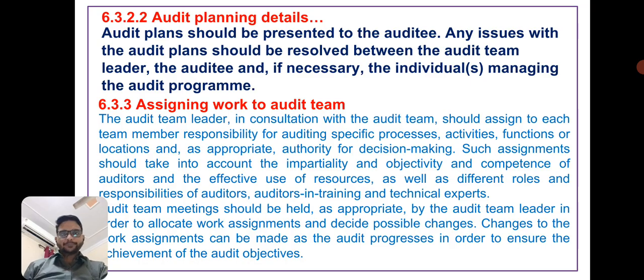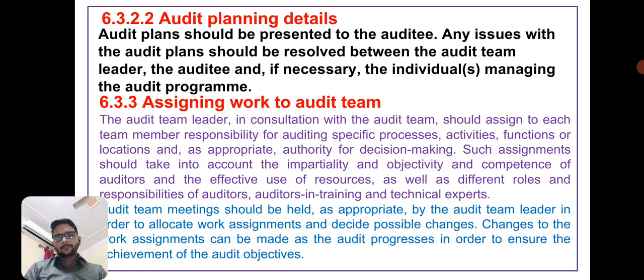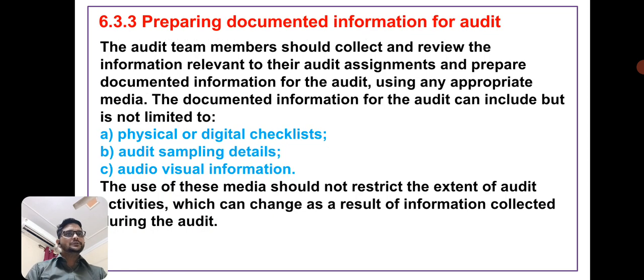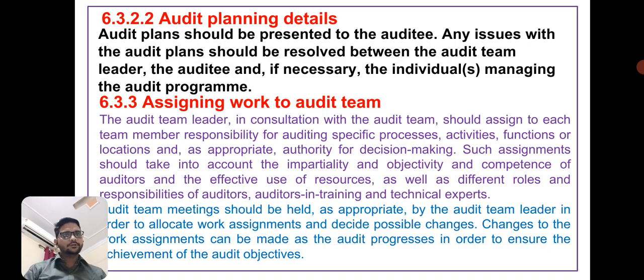Next is 6.3.3, that is assigning work to audit team. What tasks we are going to assign to audit team is given in this clause. Audit team meetings should be held as appropriate by the audit team leader in order to allocate work assignments and decide possible changes. Work assignments can be changed as the audit progresses in order to ensure achievement of the audit objectives. Audit planning details should be presented to auditee. Any issues with the audit plan should be resolved between the audit team leader and auditee, and if necessary, the individual managing the audit program.